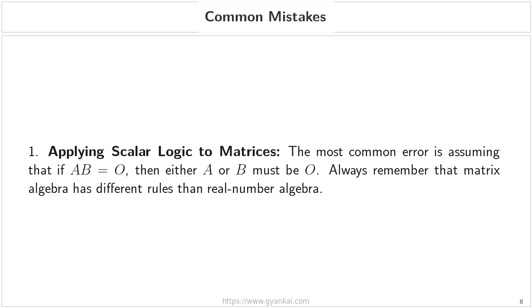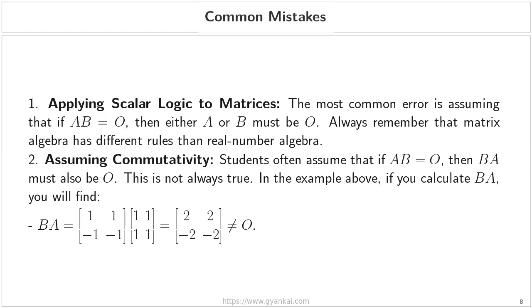Secondly, do not assume commutativity. It is a common mistake to believe that if A times B equals the zero matrix, then B times A must also equal the zero matrix. This is not always true. If we take the same matrices A and B from our previous step-by-step example and multiply them in reverse order, B times A, the result is a matrix with 2 and 2 in the first row and -2 and -2 in the second row. This result is clearly not the zero matrix, proving that the order of multiplication matters.